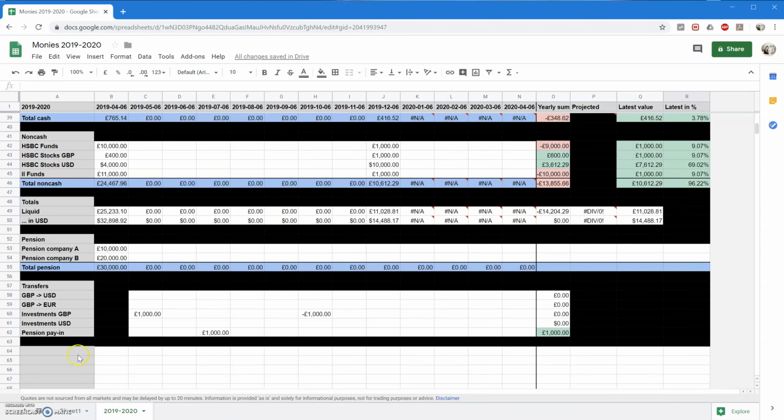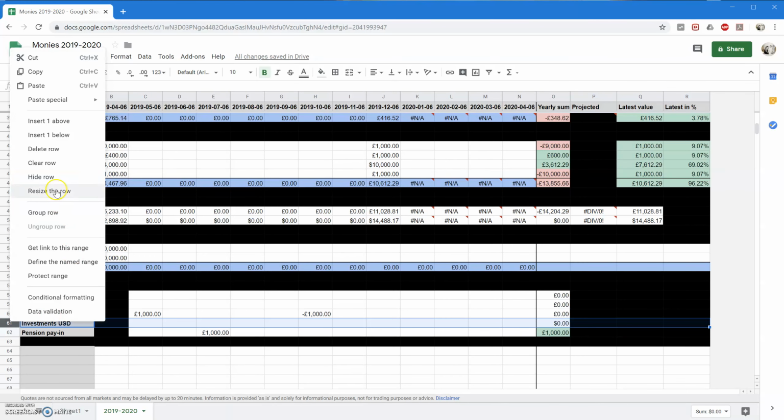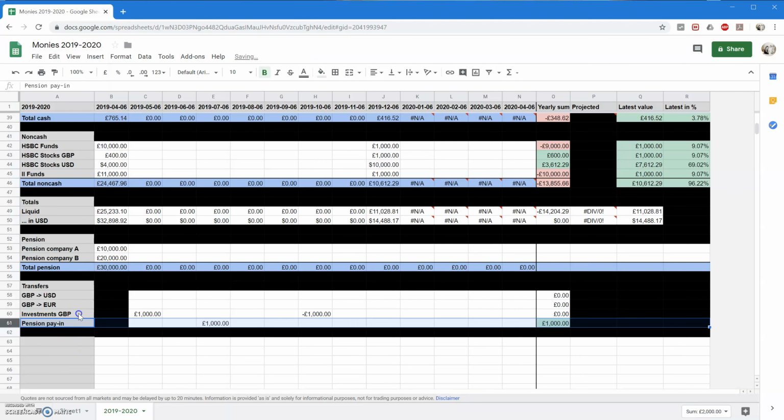Oh, sorry about that. And then that we have the transfers, we can find out how well the investments have gone. Actually, I changed my mind again. Let's only do investments in pounds. We can go profits.